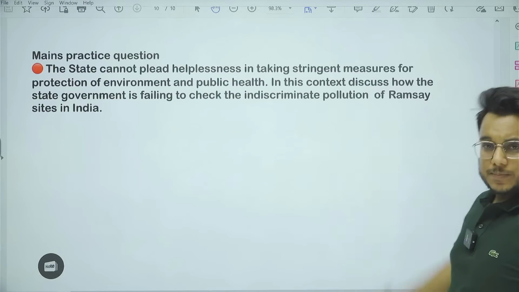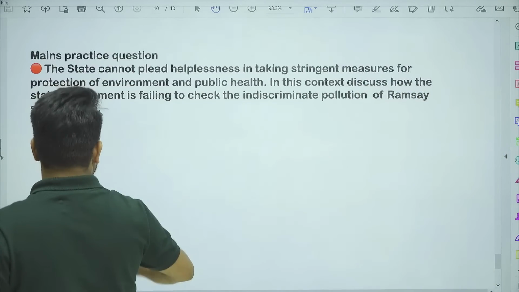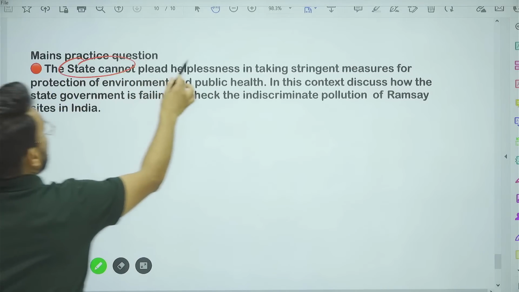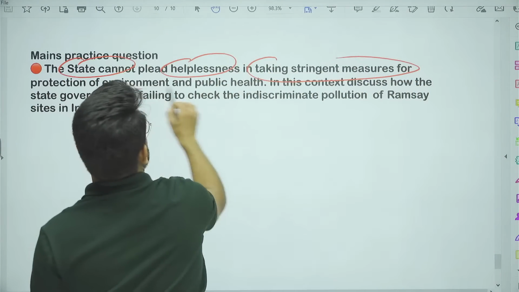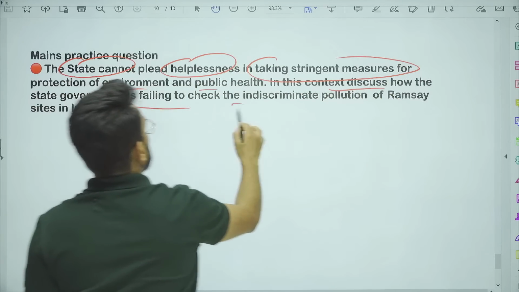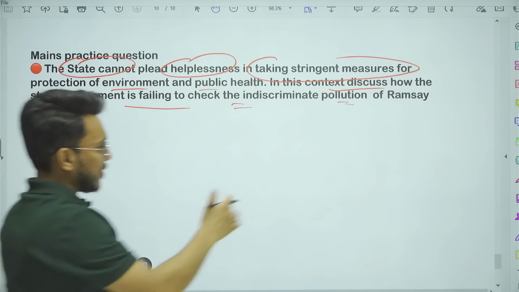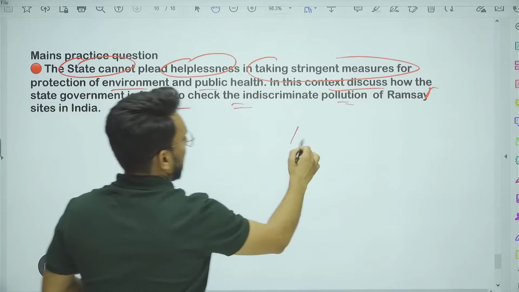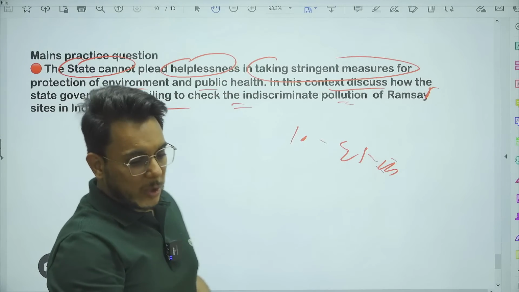And now taking up the main practice question for today. It reads: the state cannot plead helplessness in taking stringent measures for protection of environment and public health. In this context, discuss how the state government is failing to check the indiscriminate pollution of Ramsar sites in India. Fine, this will be the Ramsar. So this will be a 10 marker question for GS paper number 3. Okay, so that is all, guys, about it.